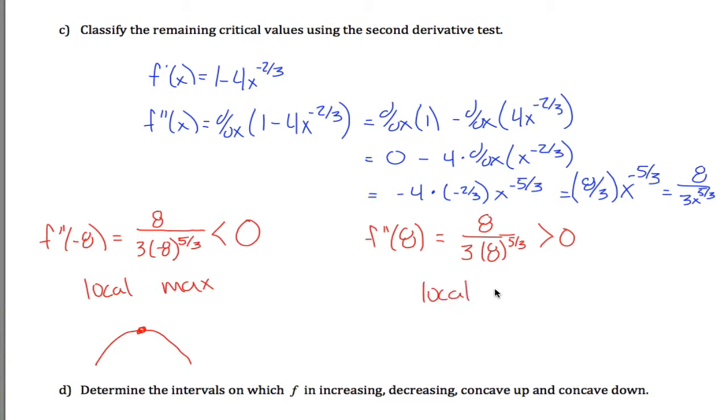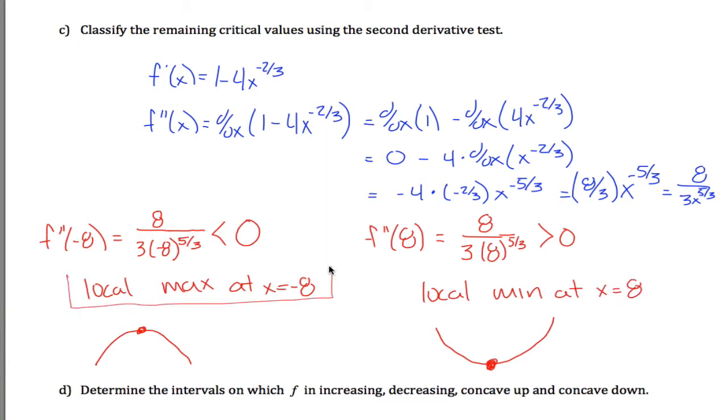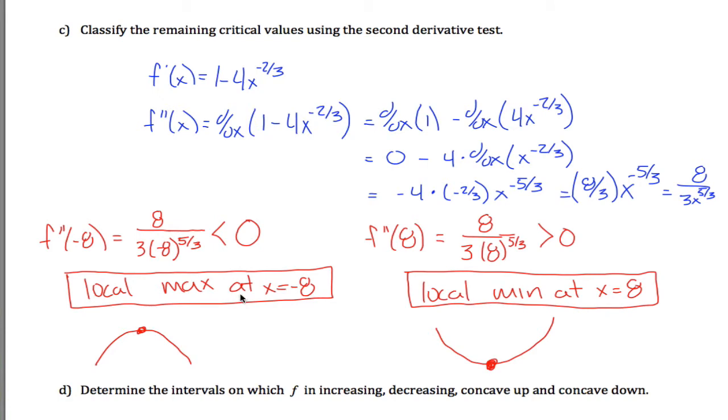Over here I have a local min. Why do I have a local min? Because my second derivative is positive, meaning it's concave up. So roughly speaking, it looks like this. So a local max at negative 8, local min at 8. If you want to talk more about those, it's a max at negative 8.